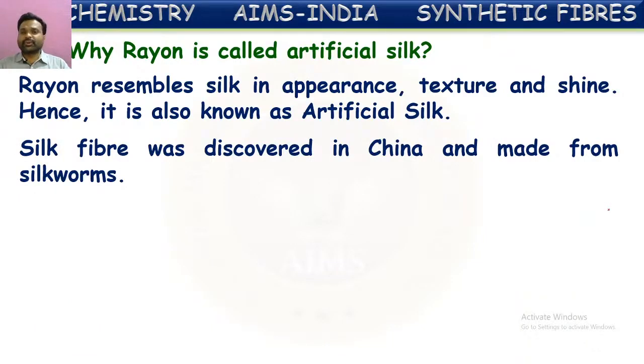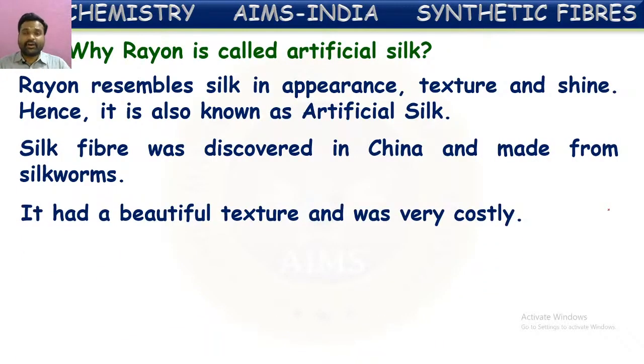Silk fiber was discovered in China and made from silkworms. Yes, the silk fiber was first discovered in China, and the preparation of the silk was kept secret for decades. China kept it secret without telling the world the manufacturing method of silk. It kept it secret and sold this silk at higher costs for decades. Because of its beautiful texture, it was very costly.